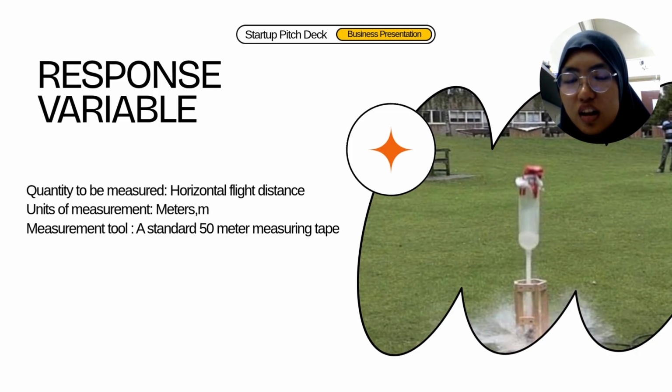For response variable, we have three. First, the quantity to be measured is horizontal flight distance, the unit of measurement is meters, and the type of measurement is a standard 50-meter measuring tape. Next, we will go to the next page.